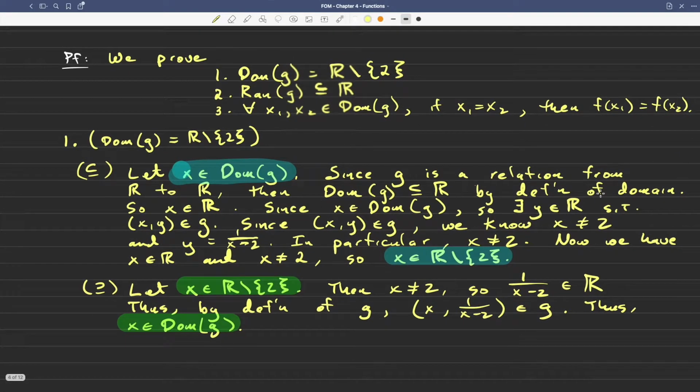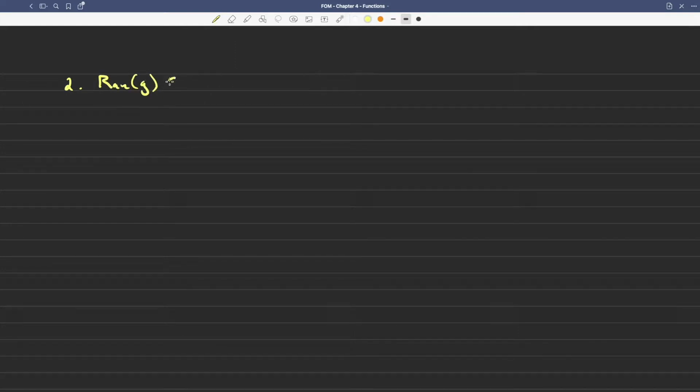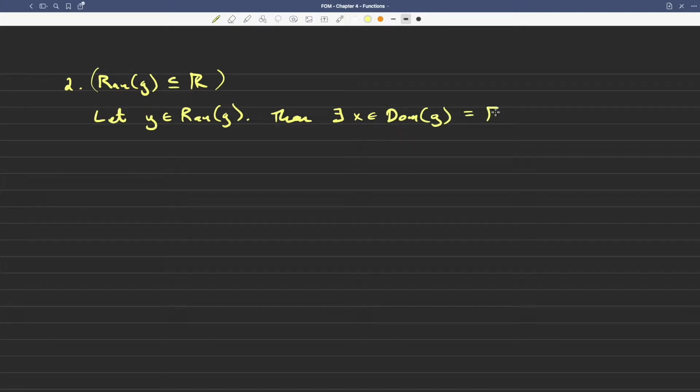So now we'll move to the next part, and we'll prove 2, that the range of G is contained in R. So here we need to just prove a regular old containment. So we'll element chase it. So we'll start off by letting, let's say, y be an element of the range of G. Well, if something's in the range, that means it's paired up with some first component that's in the domain. So then there exists some x in the domain of G, which we just proved, by the way, is the set of real numbers minus 2, such that the ordered pair x comma y is in G.